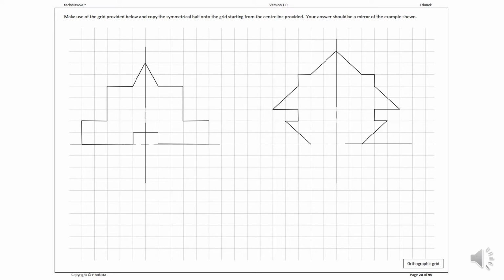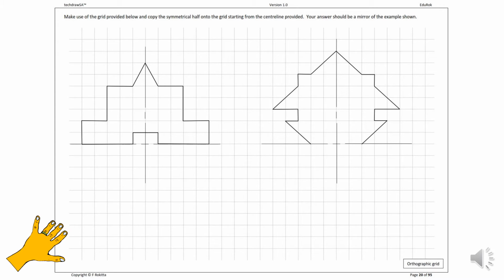On this page we are provided with two examples that we are going to copy drawing freehand. Please remember you are not allowed to use any instruments during the completion of this exercise. This page is taken from the Grade 8 workbook. The question reads as follows. Make use of the grid page provided and copy the symmetrical half onto the grid starting from the center line provided. Your answer should be a mirror of the example shown.